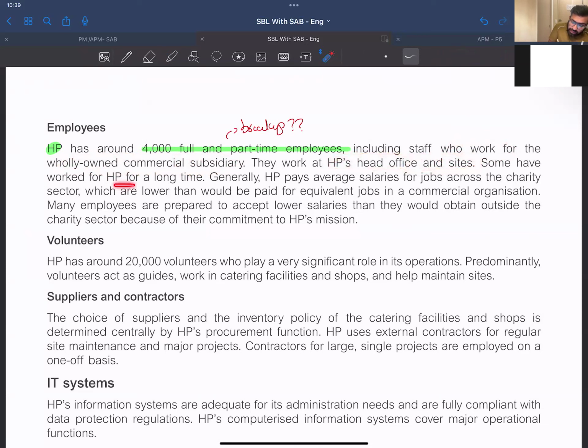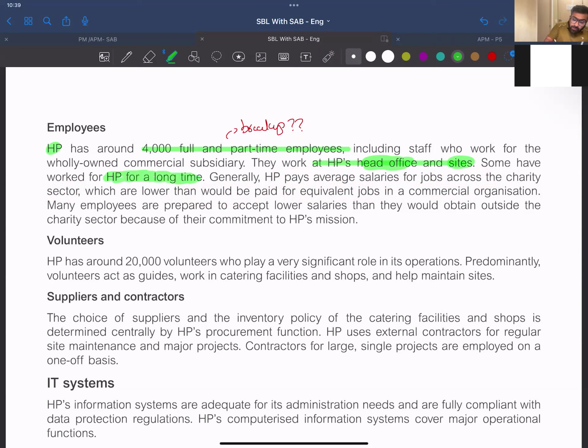Some have worked for HP for a long time. Generally, HP pays average salaries for jobs across the charity sector, which are lower than would be paid for equivalent jobs in a commercial organization. Now, understand this point, this is something important. The employees of ours work at HP head office and our sites. Sites are just kind of offices where our employees sit, discuss, and all that.